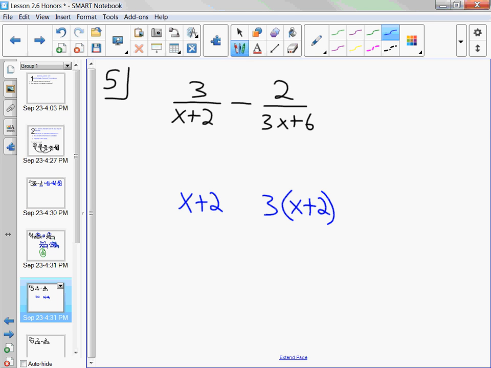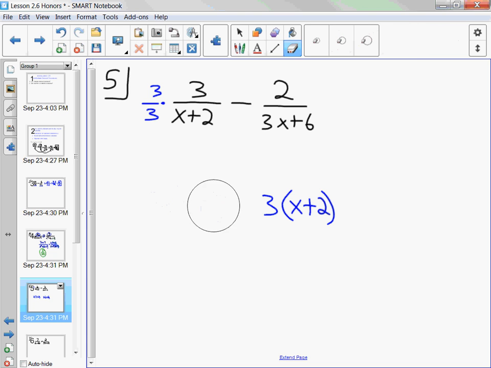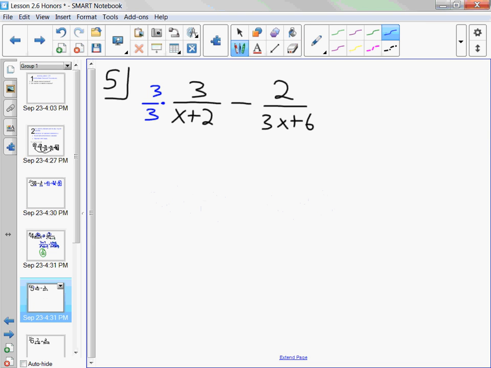Well, these things have something in common, x plus 2, which means if I times the fraction on the right by 3, then I would have a common denominator. So I have to multiply the top and bottom by 3. So I have 3 times 3 is 9 over 3x plus 6. And then the second fraction did not change because it already had the common denominator.